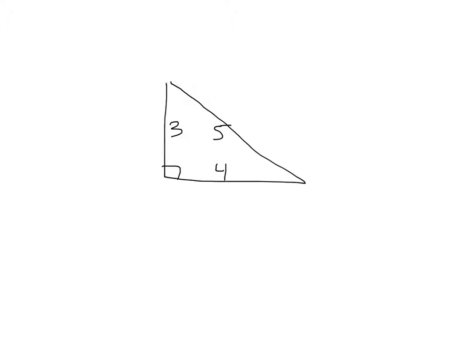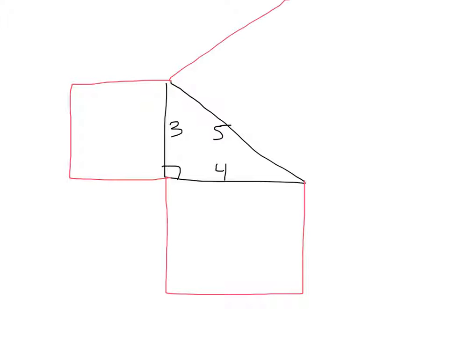And what he noticed then was, if he drew squares off of each side of the triangle, this is what he noticed with a very specific triangle: if he took the side that had a 3 on it, and he put a square that had a side of 3 against it, what was the area of that square?